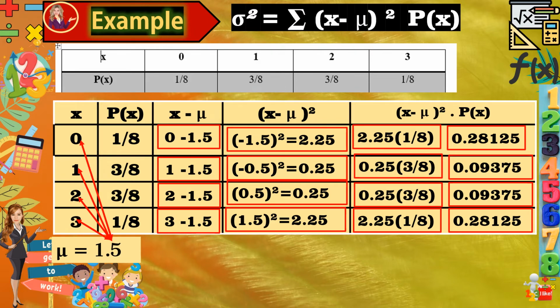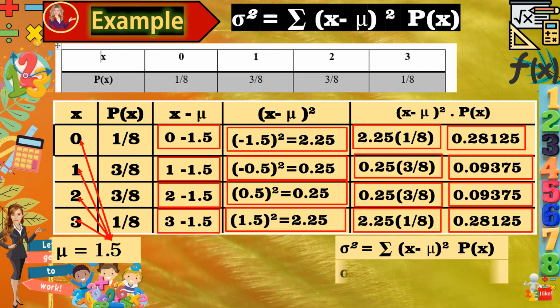The next thing to do is you need to add all the given results. So that is sigma squared is equal to the summation of the quantity x minus mu squared multiplied by p of x. It will give you the variance, 0.75.